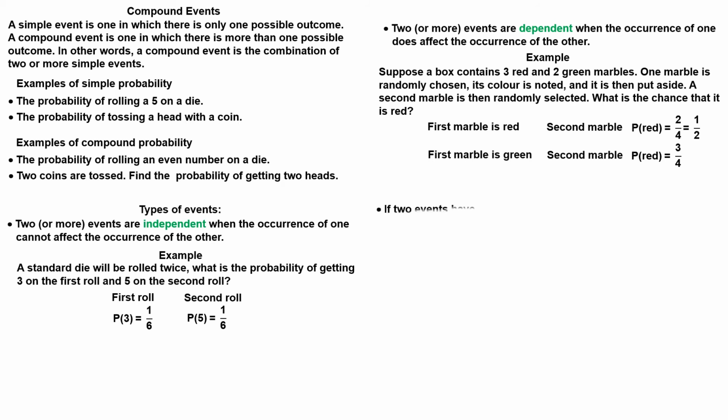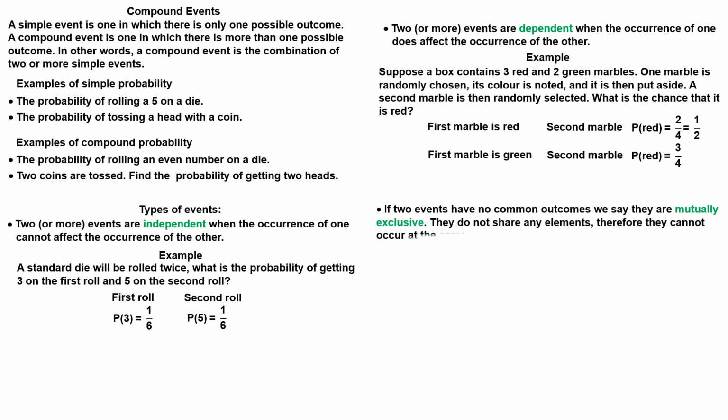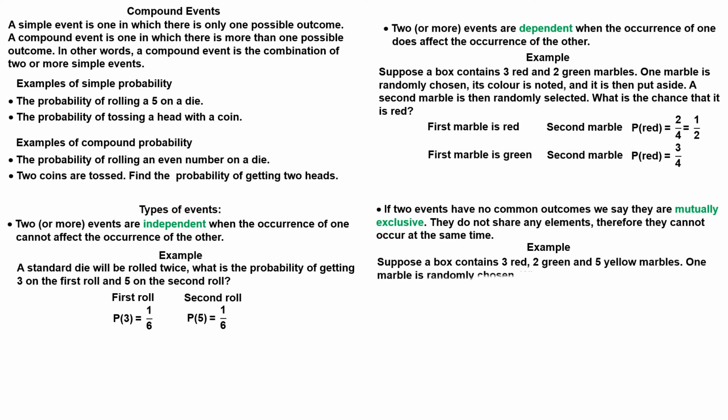If 2 events have no common outcomes, we say they are mutually exclusive. They do not share any elements. Therefore, they cannot occur at the same time. Example. Suppose a box contains 3 red, 2 green, and 5 yellow marbles. One marble is randomly chosen. What is the chance that it is red or green?